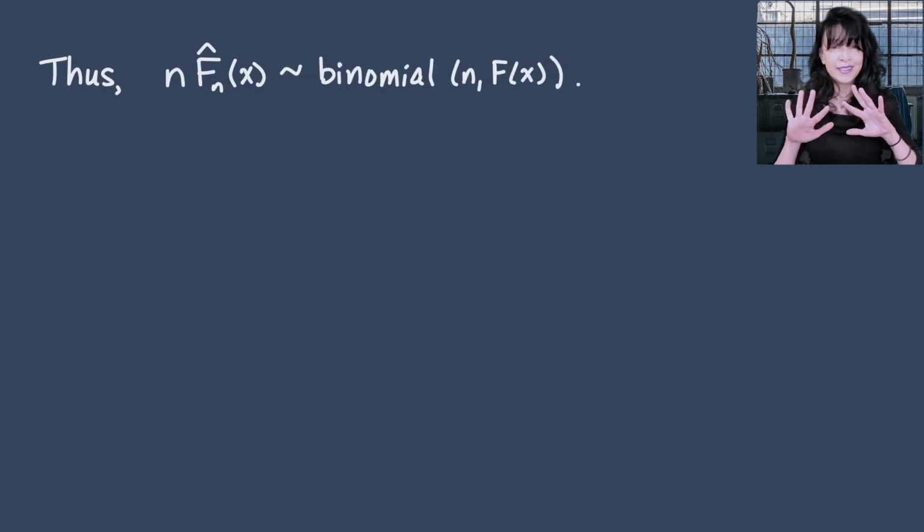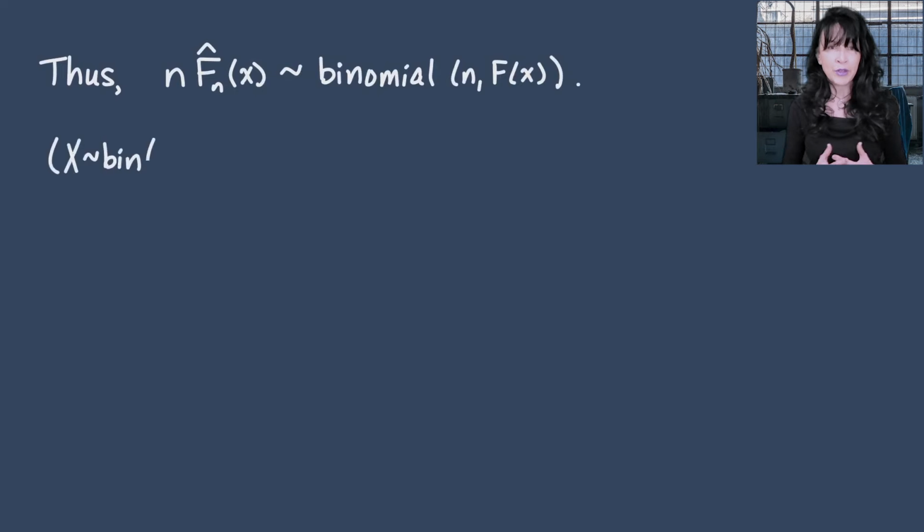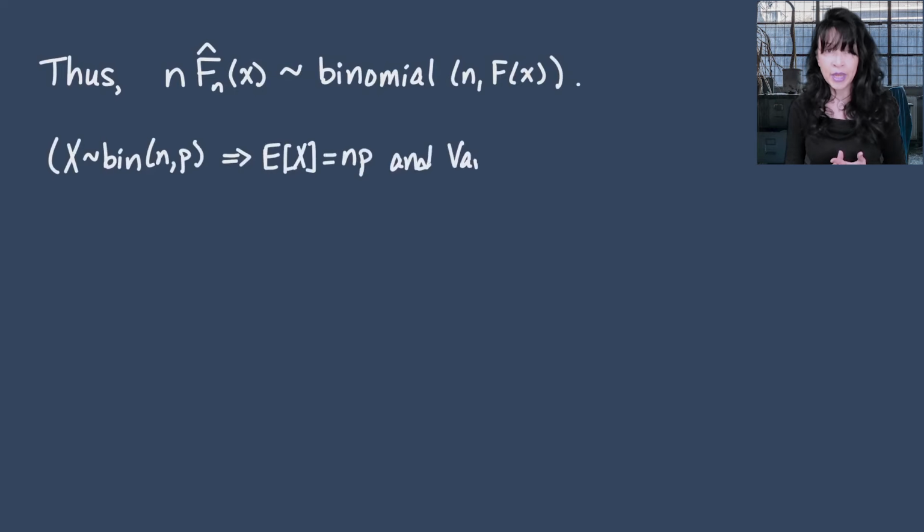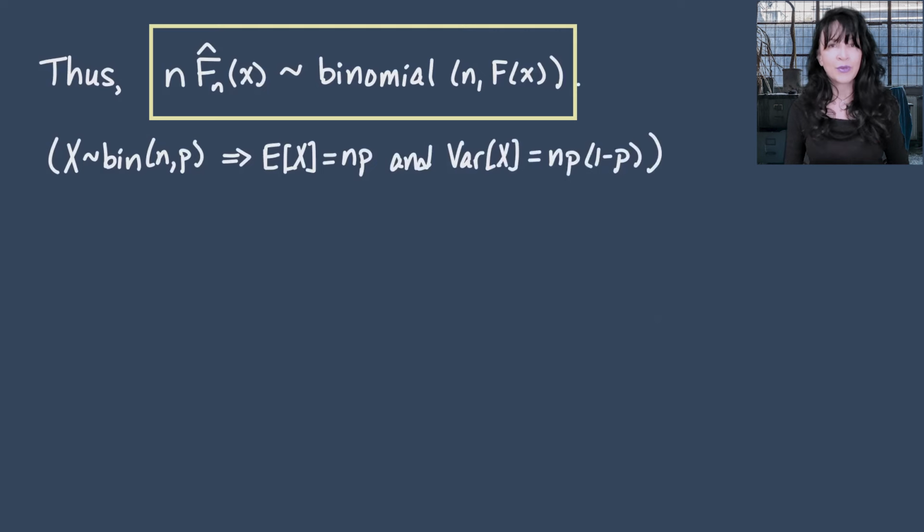As a reminder, and this is totally a parenthetical statement, not to be confused with any other x's in this lecture, if x has a binomial distribution with parameters n and p, then we know that the expected value of x is n times p, and the variance of x is n times p times 1 minus p. So I want to use this fact right here.